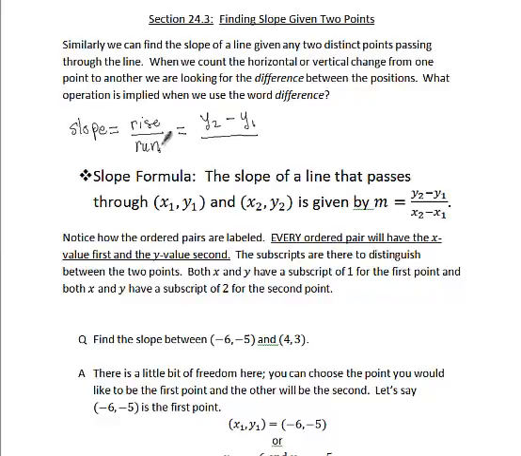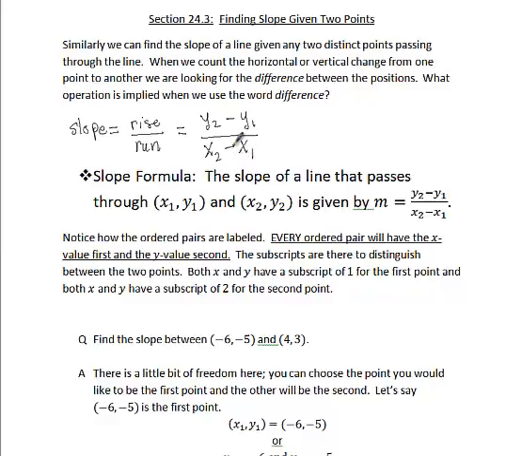And run, we said, was the horizontal displacement between the 2 points. How far are they apart horizontally? Okay, if we were to track one point on the line back to the x-axis and then the second point back to the x-axis, what would be the difference between the x coordinates? That would give us our run.